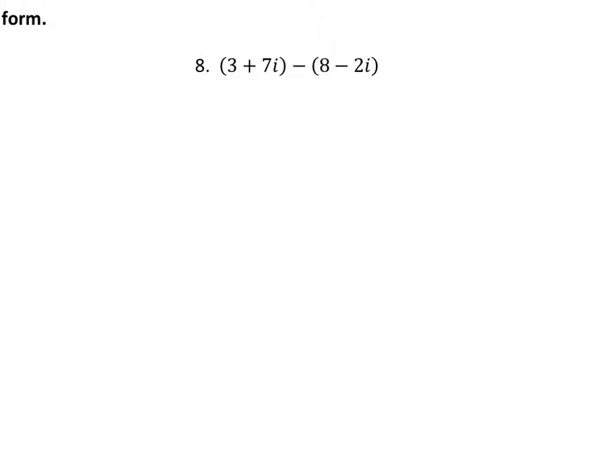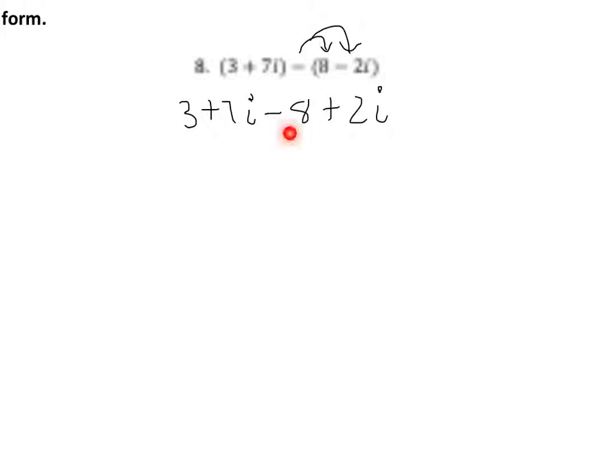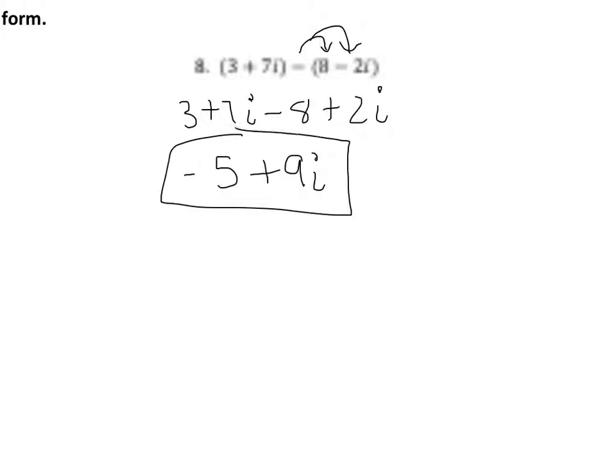Subtraction. The first one still stays the same, so you have 3 plus 7i. Distribute the negative. Minus 8 plus 2i. Now what's 3 minus 8? Negative 5. 7 plus 2? 9i. Standard form. Done. Let's take a look at some other problems.